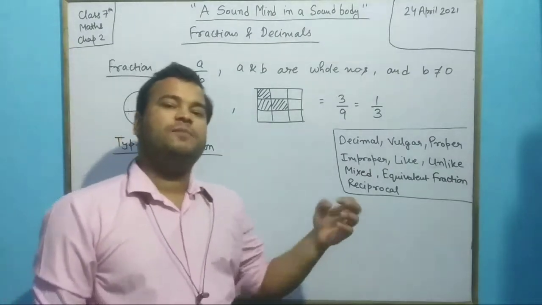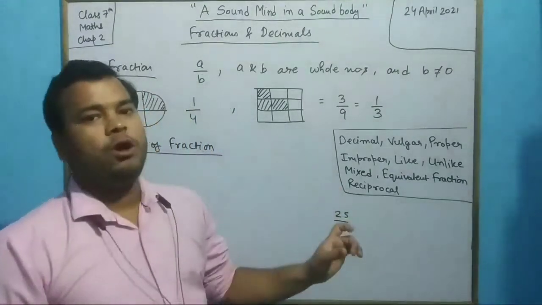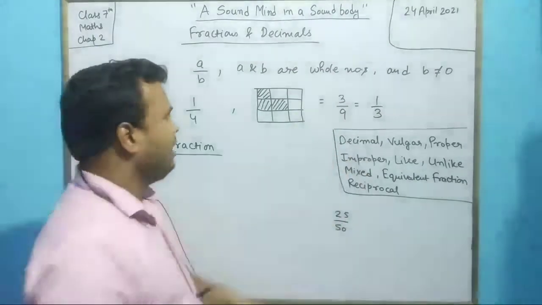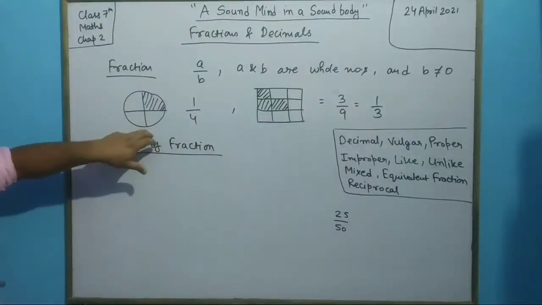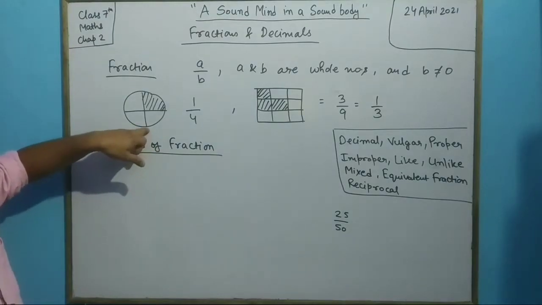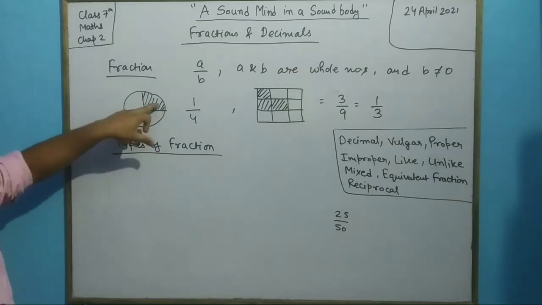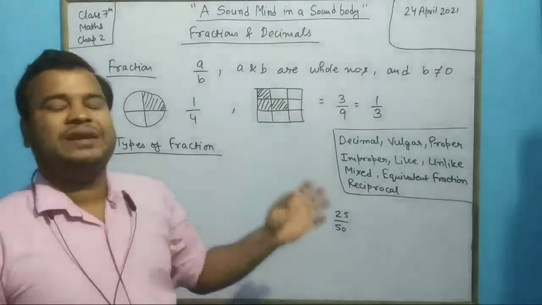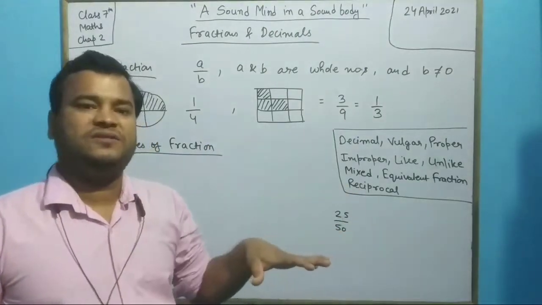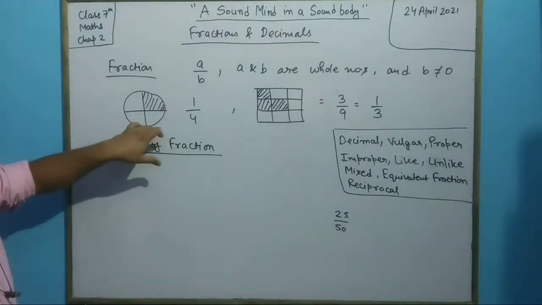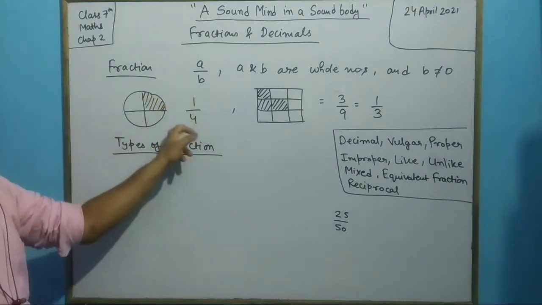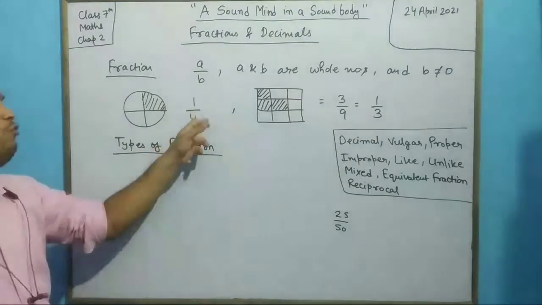So fraction is a part of whole. That whole object can be a group of objects or a single object. Like here it is a complete circular object, and I have divided it into 4 equal parts. Always in fraction there will be equal parts. There are 4 total parts and there is one shaded part, so it will be called 1 out of 4.